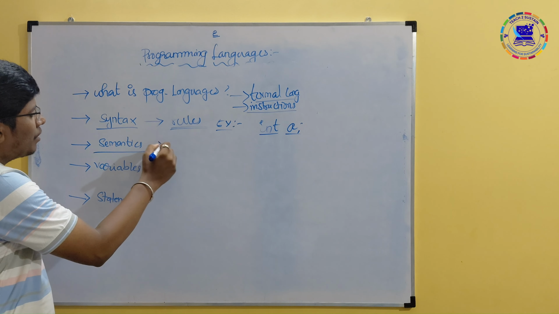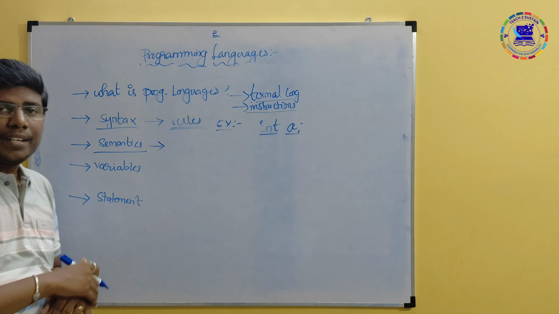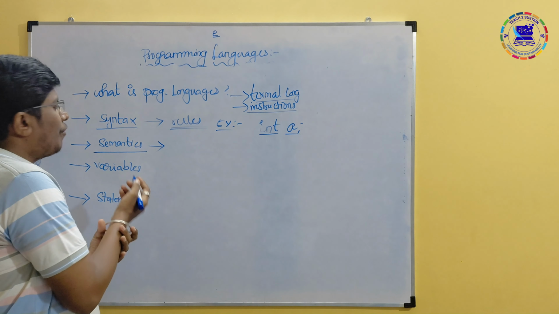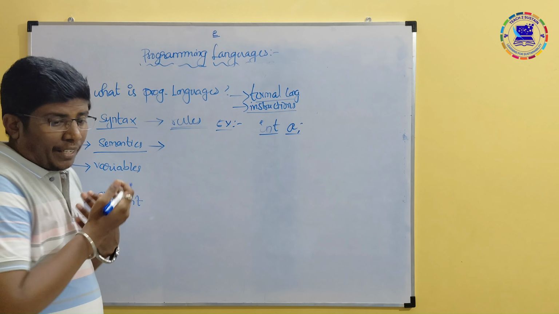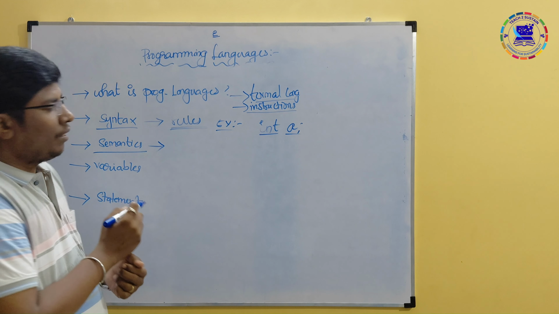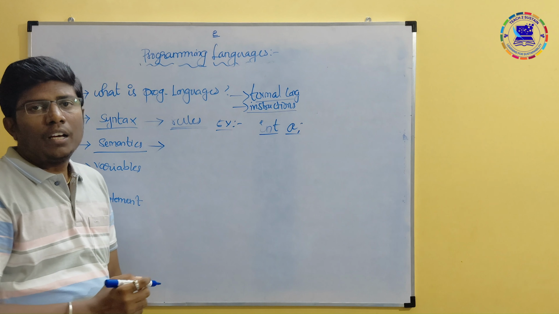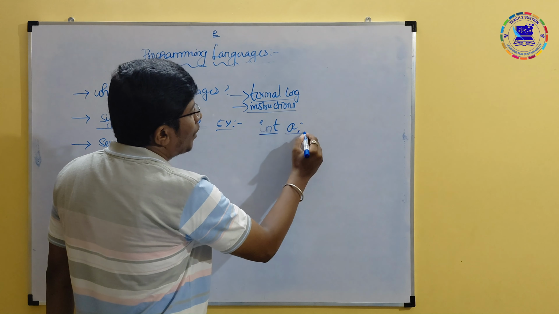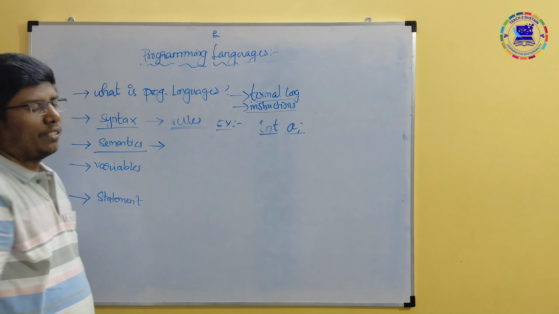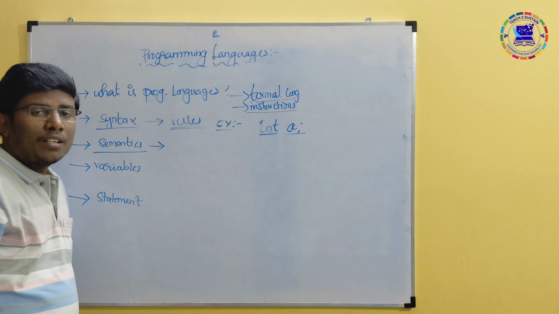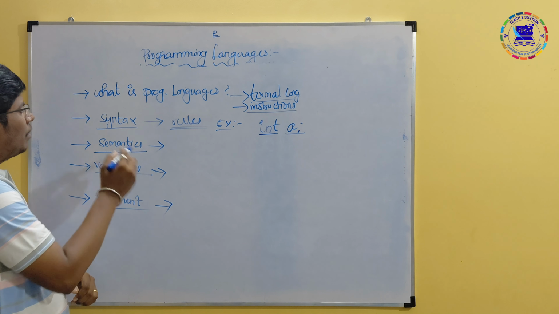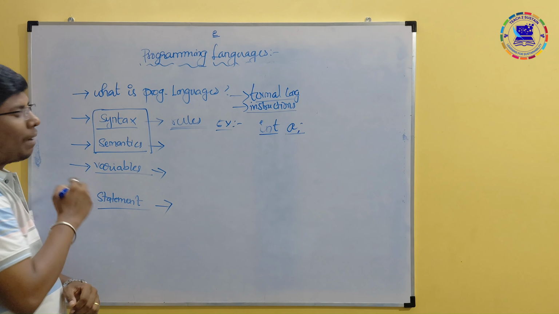The next one, semantics. What is semantics? Semantics is nothing but meaning. It refers to the behavior of the program, the meaning of the program. It describes what a statement actually does when it executes. For example, there is a statement int a. It creates a variable a and assigns the data type integer to it. That is called semantics.